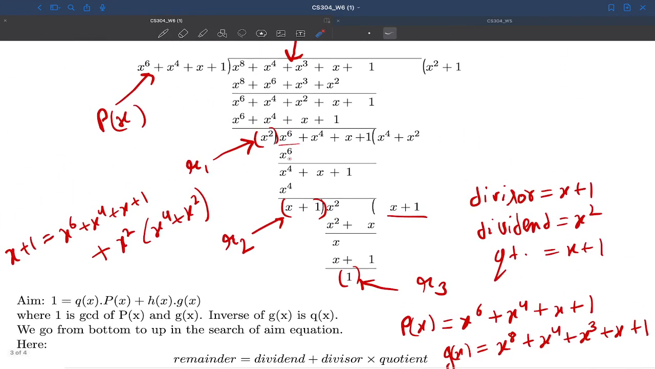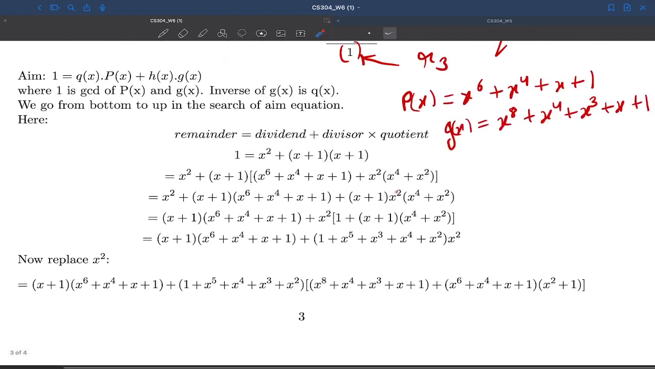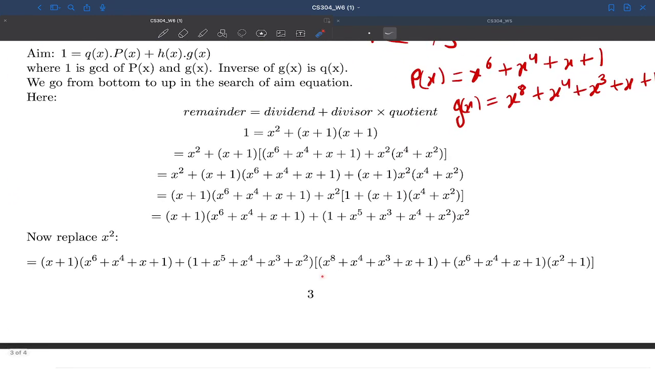So remainder is what? x square. Dividend is what? This p(x). And divisor, this is what? Divisor is this, and quotient is this. So you do this, and you'll get this, which is what I have written. This is dividend, this is divisor, this is quotient. So I have replaced x square with this term.